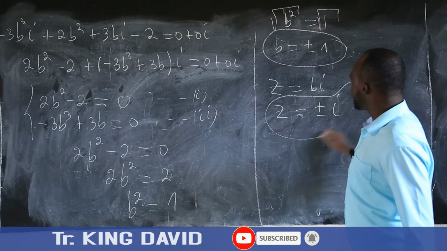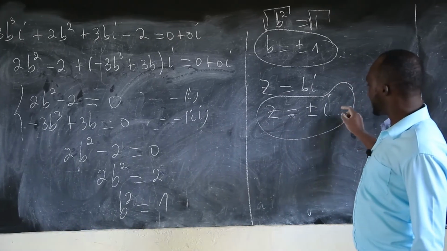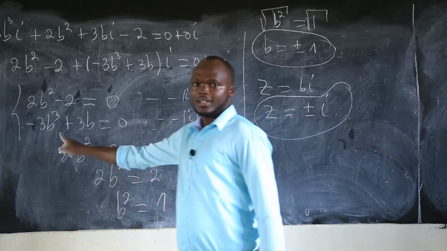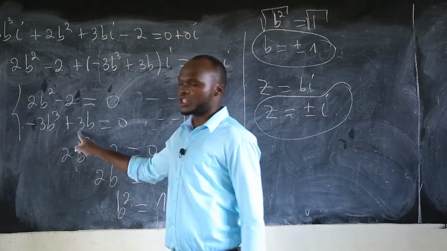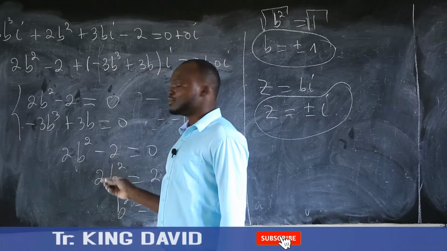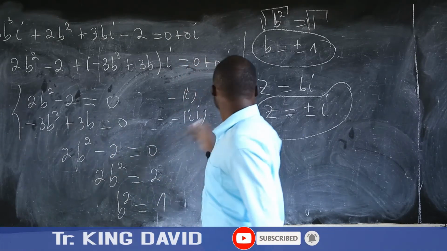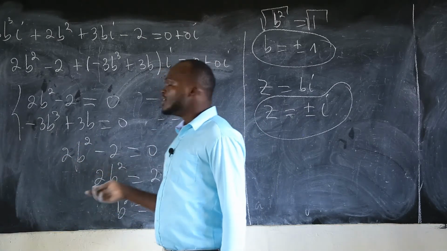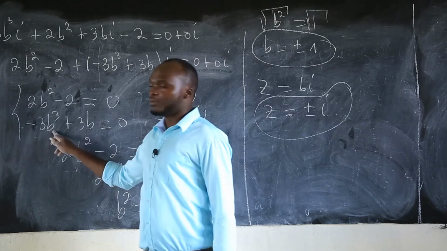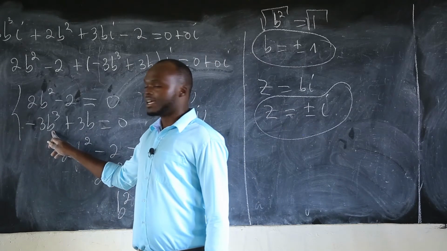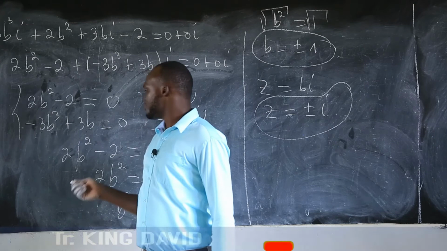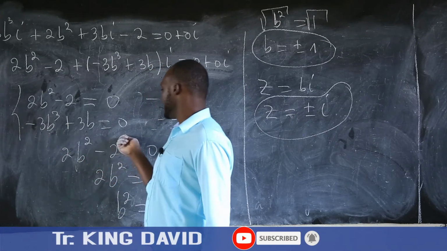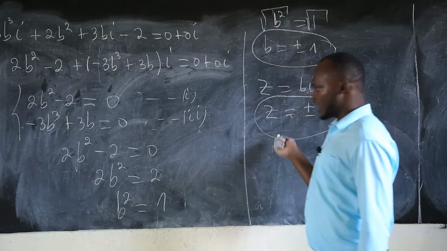To confirm that these are the true roots, you take this value and bring it here. If this value satisfies equation 2, which you have not used, it means that your root is true. For example, if I take 1, it will be negative 3 plus 3, which is 0. If I take negative 1 to the power 3, that's negative 1. Negative 1 times negative 3 is positive 3. Positive 3 plus negative 3 is 0. So this is a root, a second root.